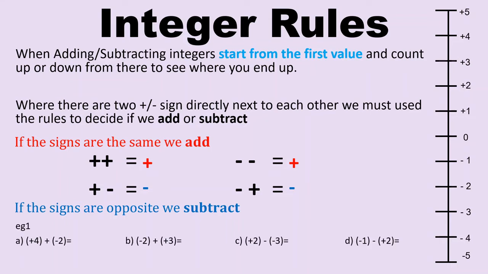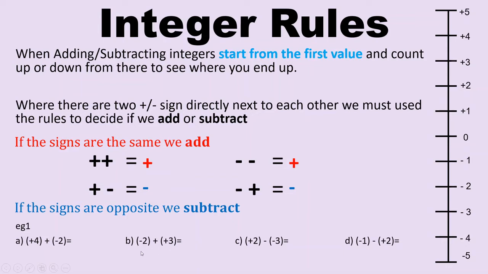So here are some examples. Remember that the sign of the first term never changes. So in example A, where I've got positive 4 plus minus 2, I am going to start at positive 4. And then I need to decide, with this plus minus, will I add to that positive 4 or will I subtract from that positive 4? I'm adding more cold water. The signs are different, so we're going to subtract.